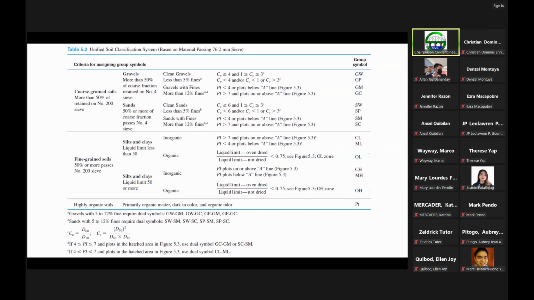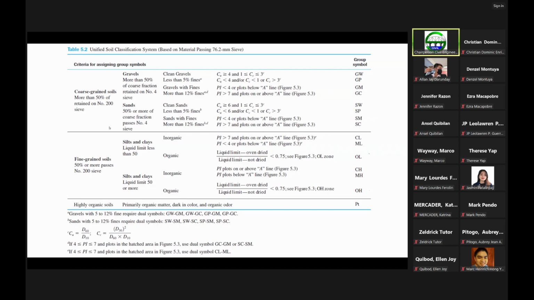Looking at this table now, table 5.2, if it is not clear to you, you can also refer to your book. I'm not sure if it's still 5.2 in your book, but this is the table you can see. Let's go over this table. You have two general types: the coarse-grained material, in this region here, and then the fine-grained material.